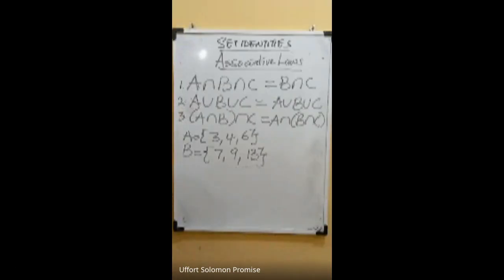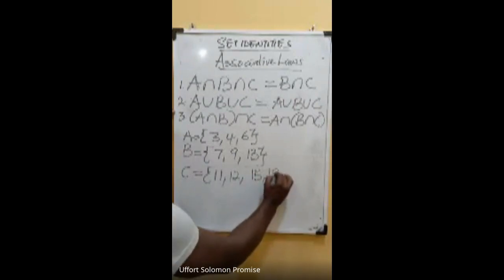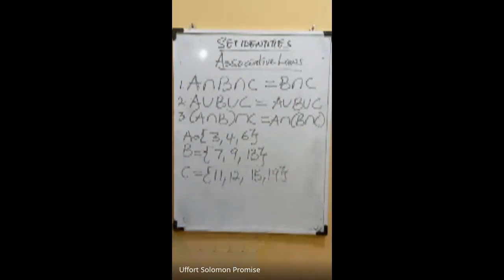Okay, so let's go ahead with this. Then we have the third set. The elements are 11, 12, 15, and then 19. These are the elements. So what we are told to do now is to look for A intersection B intersection C.